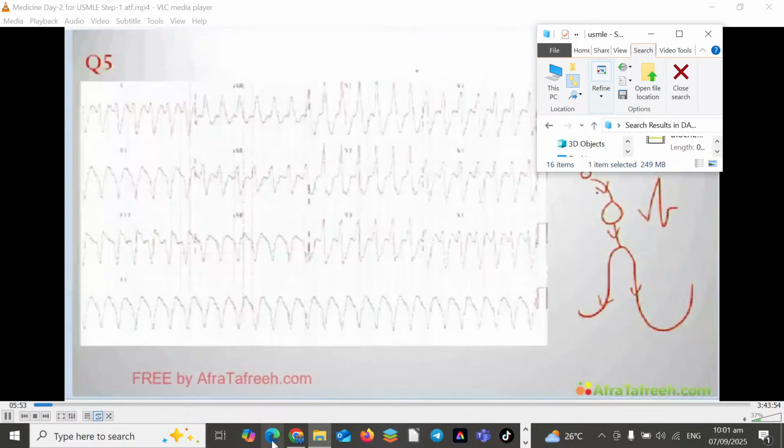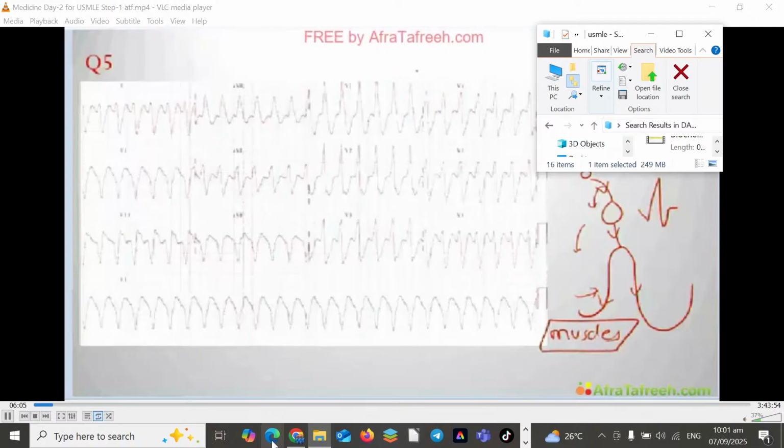But when the impulse goes haywire and travels from here to here and then this way, that means when it goes through the muscles, it becomes very slow. When the contraction becomes slow, the conduction becomes slow. This is called a wide complex. And if tachycardia is present, it is called a wide complex tachycardia.